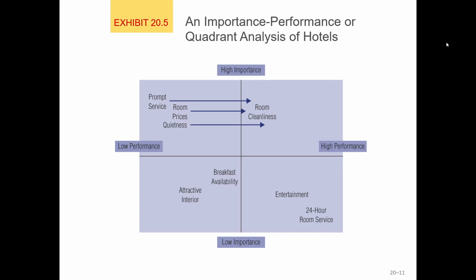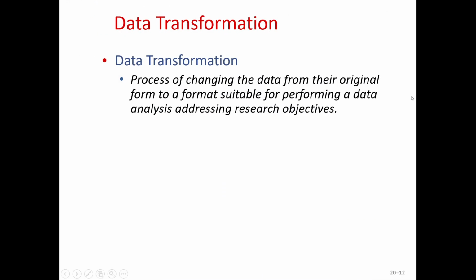Next is about data transformation. Data transformation, also called data conversion, is the process of changing the data from their original form to a format suitable for performing a data analysis that will achieve research objectives. Researchers often modify the values of scalar data or create new variables.